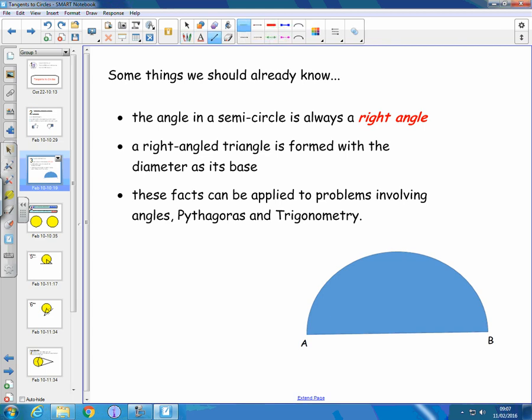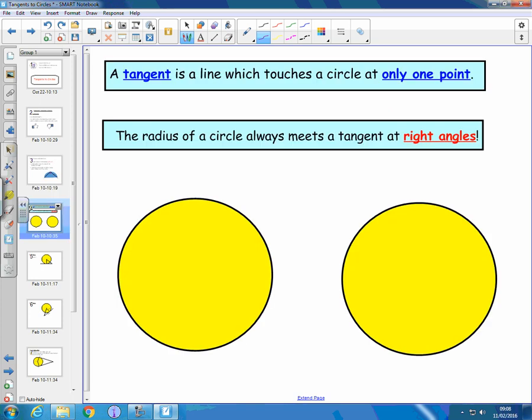The angle in a semicircle is always a right angle. Okay, so if I draw a line from A up to the circumference and then down to point B, I always get a right angled triangle forming as well, with the diameter as its base. So I've just covered the first 2 points there. As you can see, AB is the diameter, and again we can apply these facts to problems involving angles, Pythagoras and trig. So on to the main point about today.